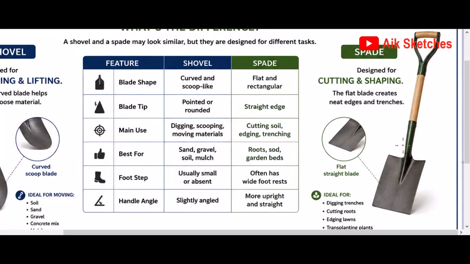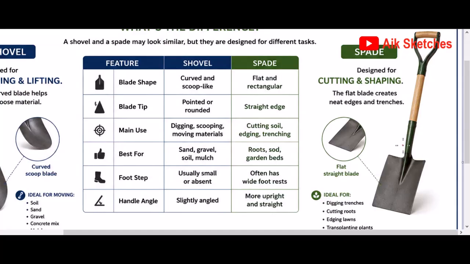The footstep of a shovel is usually small or absent, while the footstep for a spade often has wide foot rests. When we talk about footstep, we are talking about the space on top of the blade where a foot is placed in order to push the blade into the ground. There's a place on top of the blade where the foot is placed whenever each of these tools wants to be drilled into the ground.